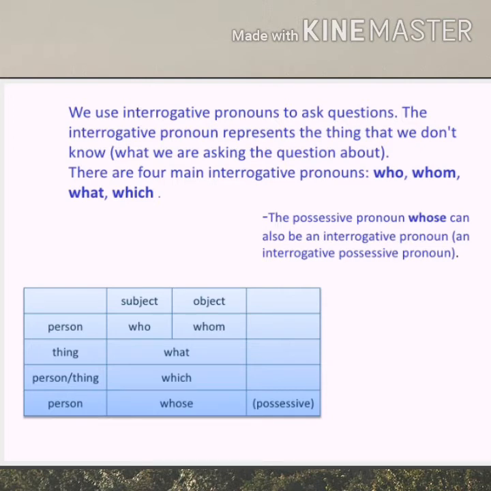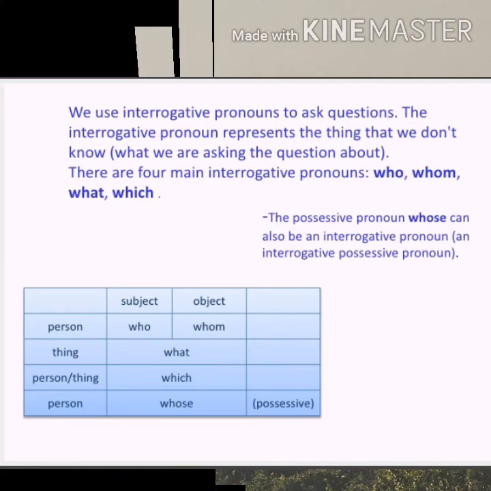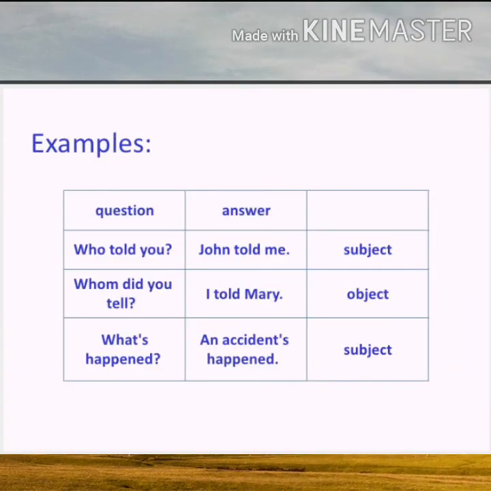Who is used as a subject while whom is used as an object. And what is used for things, which is used for persons and things, and whose is used for persons in possessive. Let's try to understand through some examples. Here, the question is, who told you? The answer is, John told me.